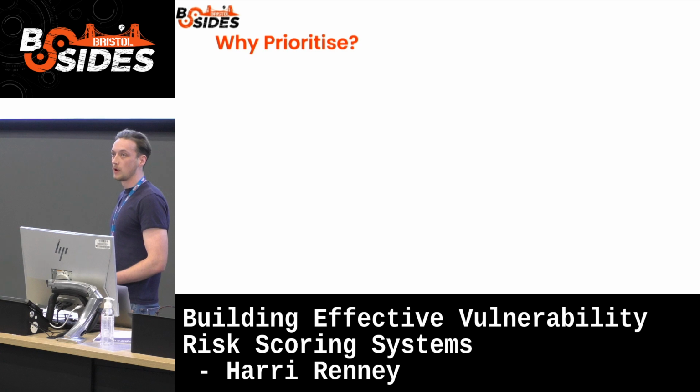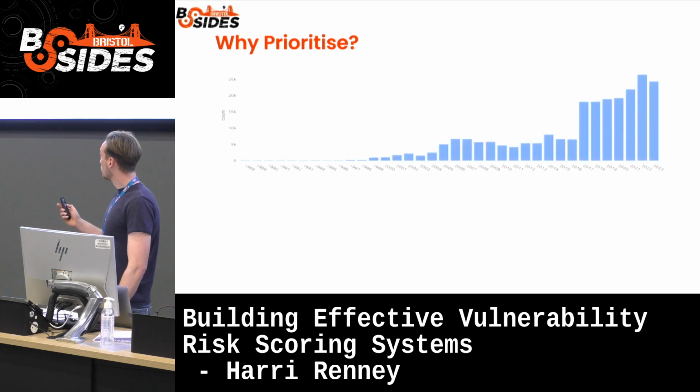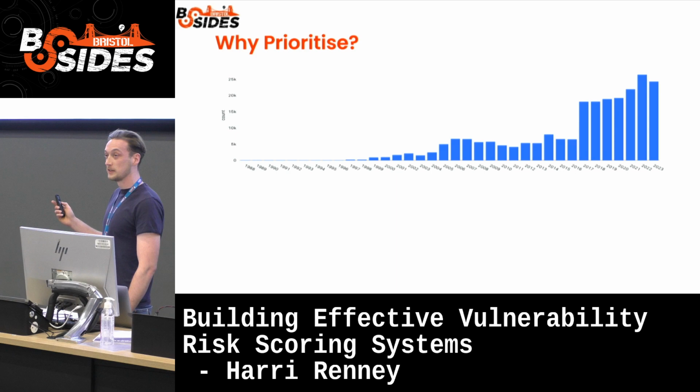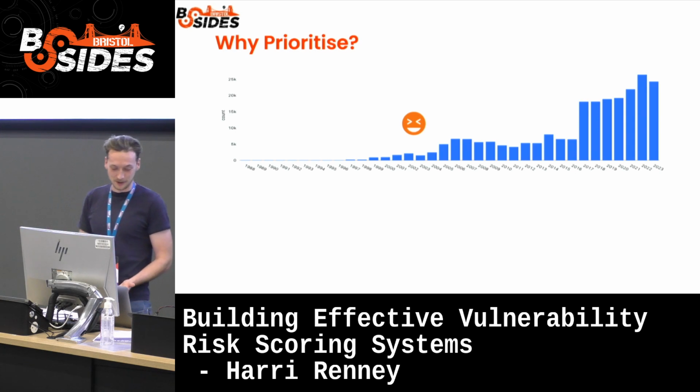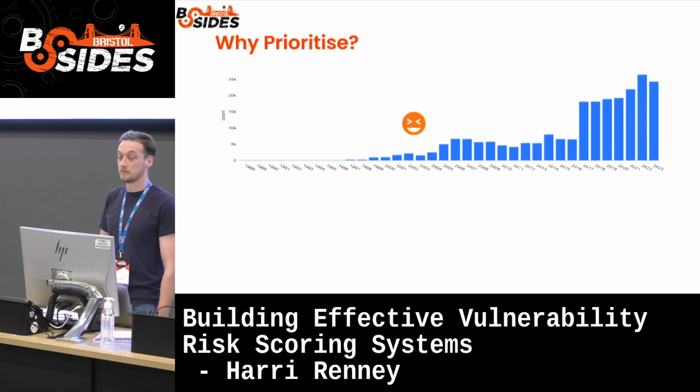So we start off with why prioritize? If there's a vulnerability, why can't we just go and remediate them all, right? Let's get rid of all the vulnerabilities. Well, once upon a time, in the early 2000s, when there weren't so many vulnerabilities being published, you might have been laughing, right? You might have been lucky to get a vulnerability on your laptop and you just go and remediate it and your work's done, right?